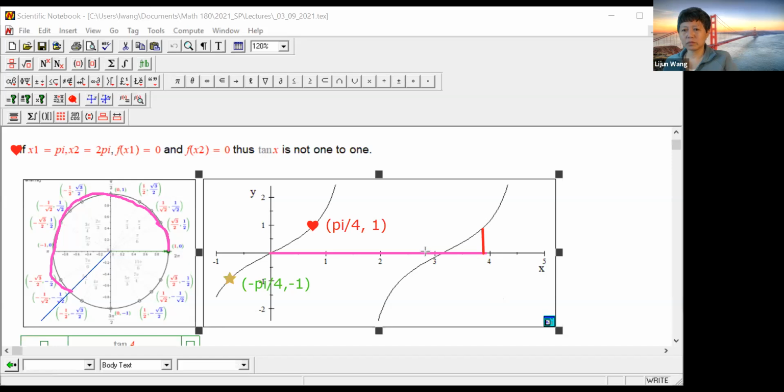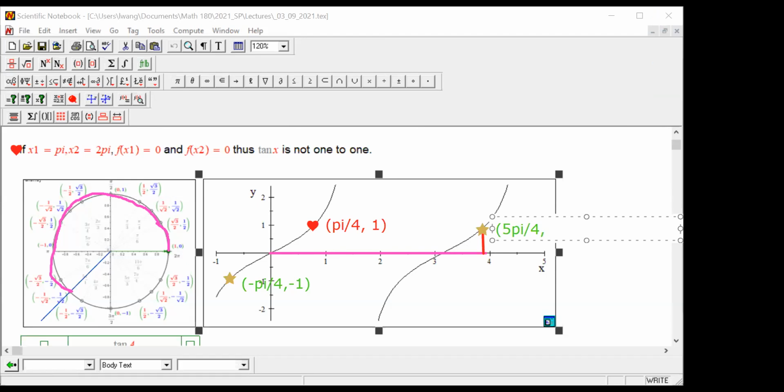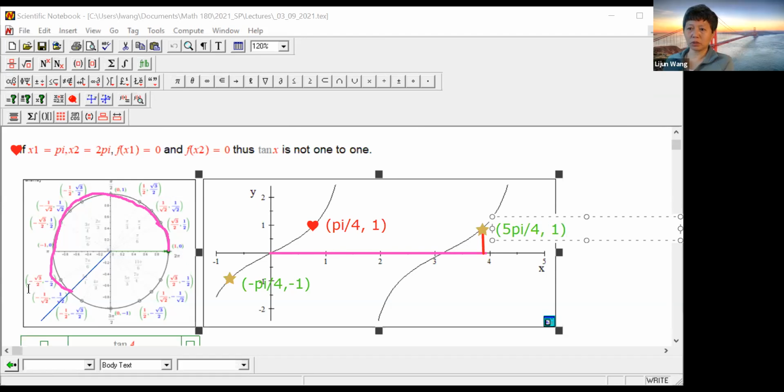So can you mark this point? Can we mark this point? 5 pi over 4, comma, positive 1. Right? That's the ratio of the blue over the red, right?